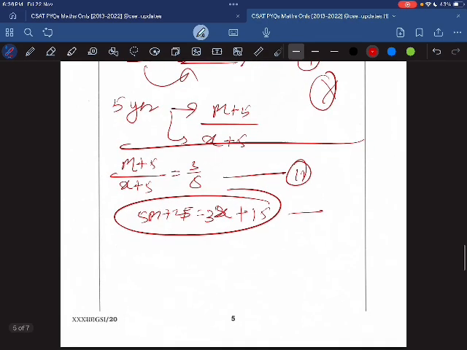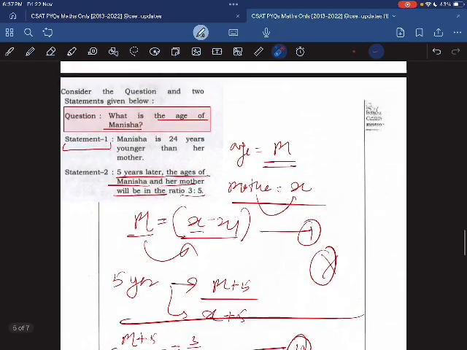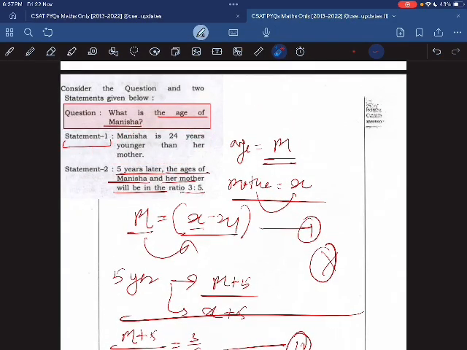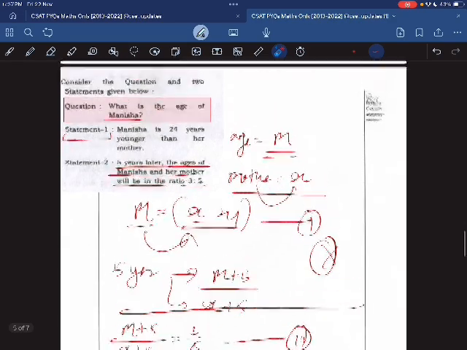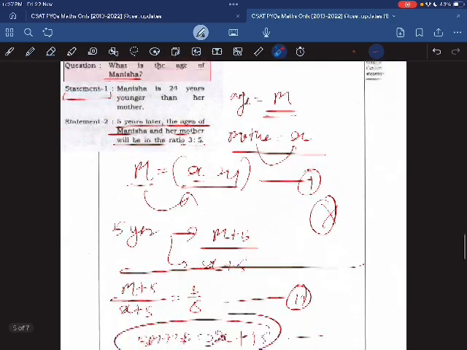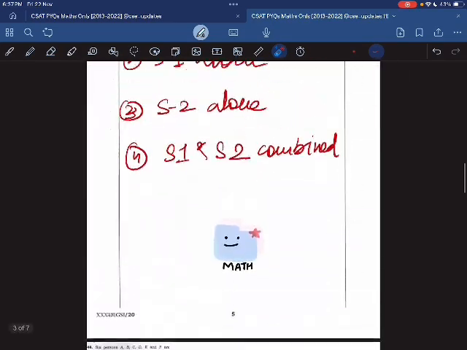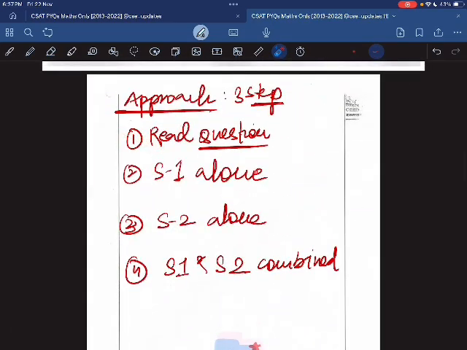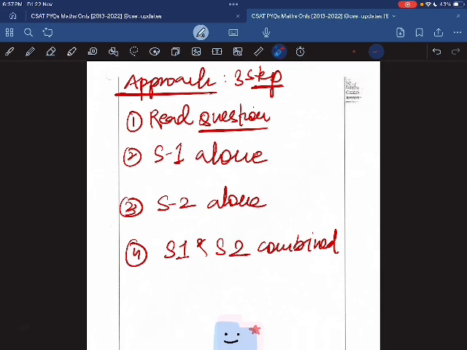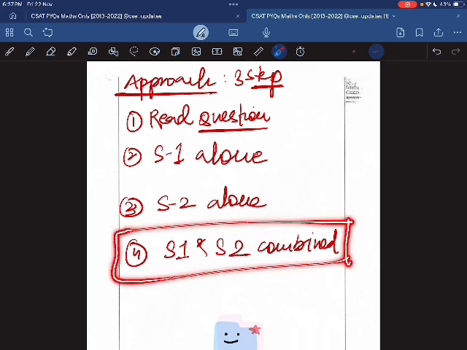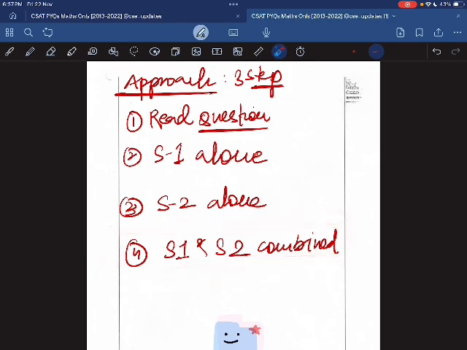Okay, so in statement 1 we saw that we can't solve the equation because we have only one equation, and in the second statement alone we also can't solve it because there are two variables and only one equation is given. So it is clear that we cannot solve the question using statement 1 alone or statement 2 alone. What we have done is we first read the question, we solved statement 1 alone, we solved statement 2 alone, and we are not getting any result. So in the next step, we are going to solve the question using statement 1 and statement 2 combined.